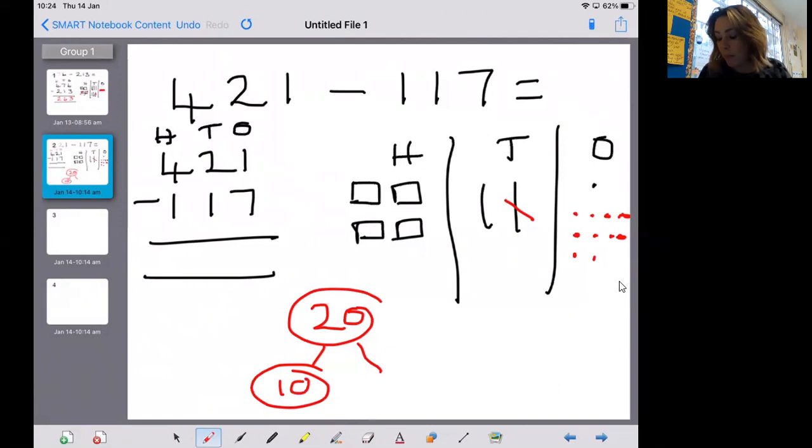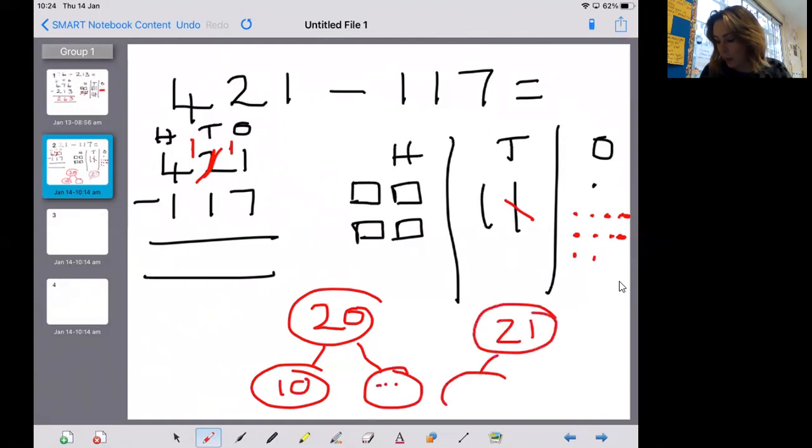Now I need to remember to record that on my column. So I don't have 2 tens, I have 1 ten, and I have 11 ones. So the 20 has been regrouped into a 10, and then the 10 ones. So 21 is now made up of a 10 and an 11. Hope this is making sense.